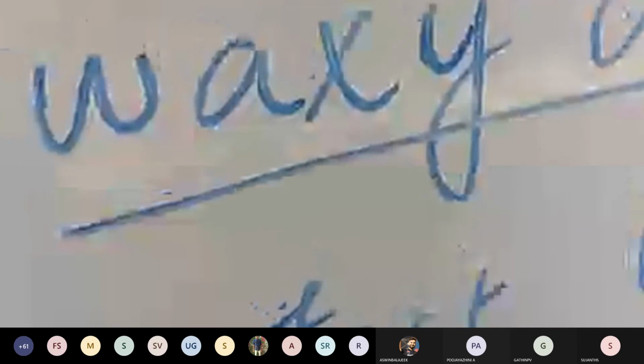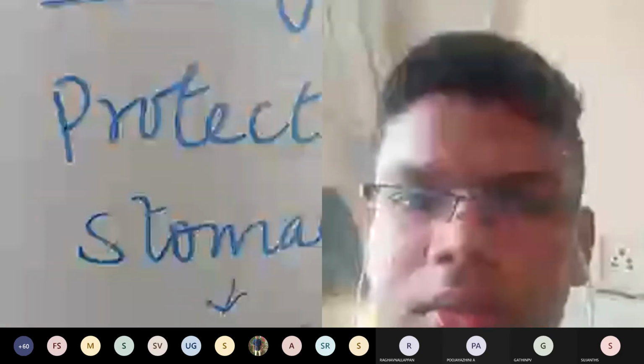In the leaf, we see the epidermis. Some small holes are there, called stomata. The epidermis has stomata. The meaning of stomata is an opening. It is an opening present in the leaf and is bounded by guard cells. I will show the structure. You see, this is the bean-shaped guard cell. Can you see? This is a guard cell.